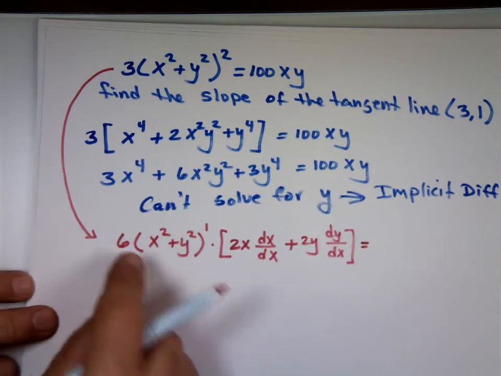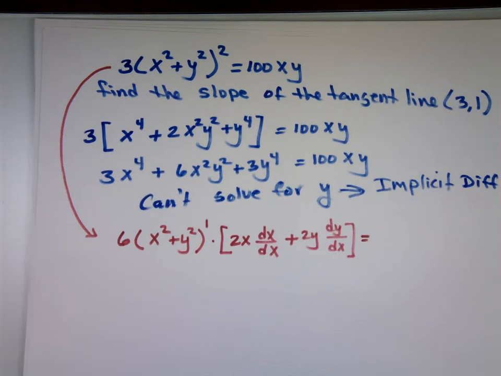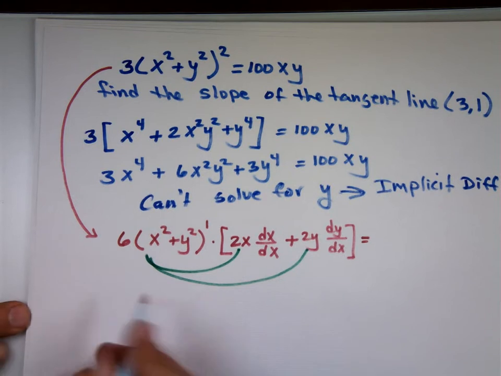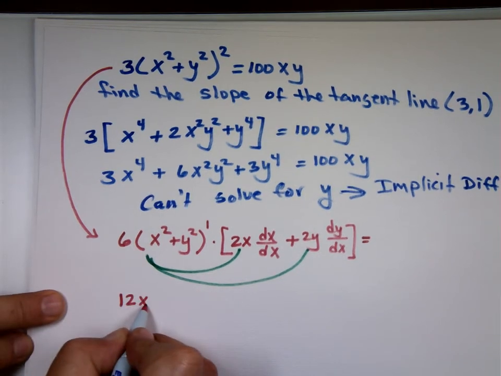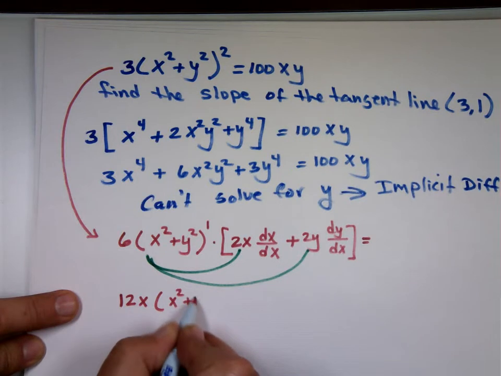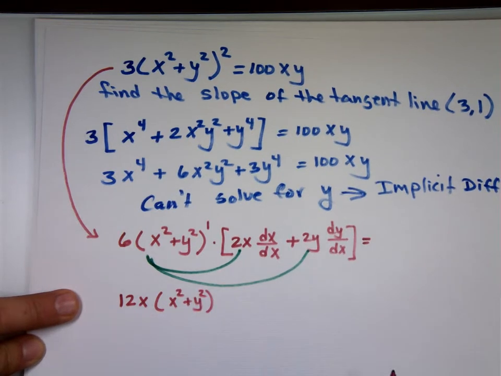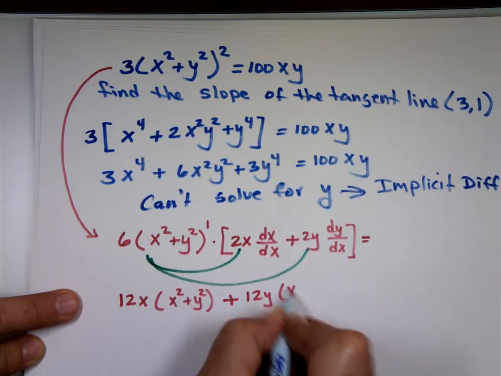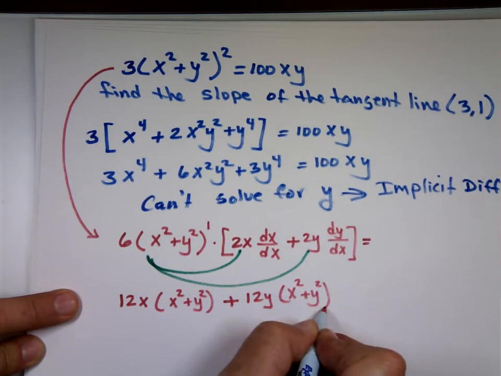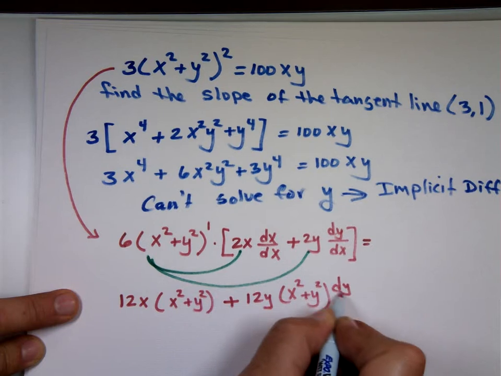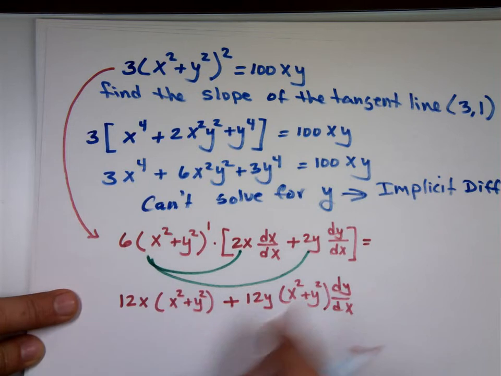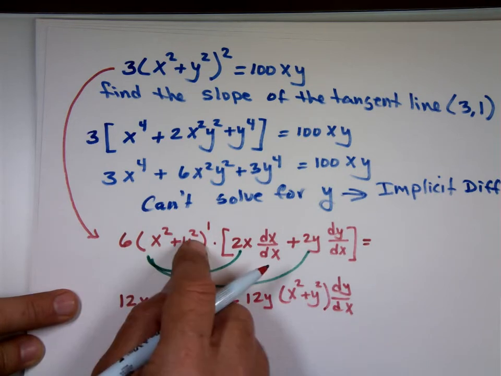If you distribute that, you're going to have 2x times 6, which is what? Is that 12x times x squared plus y squared? What's dx dx? 1. 12y times x squared plus y squared times what? dy dx, right? 6 times 2y is 12y, and I'm leaving that piece.